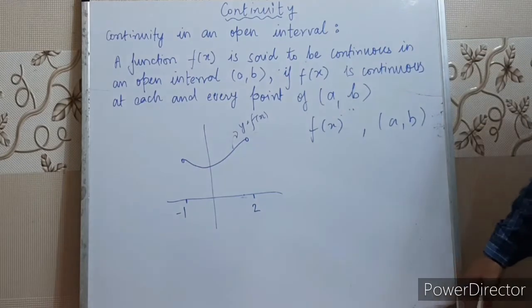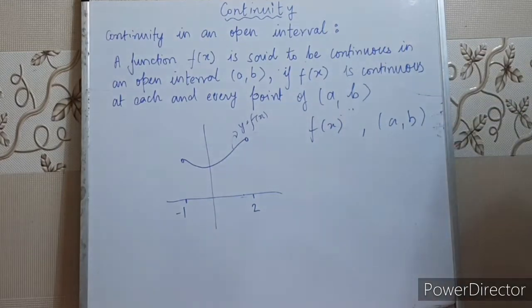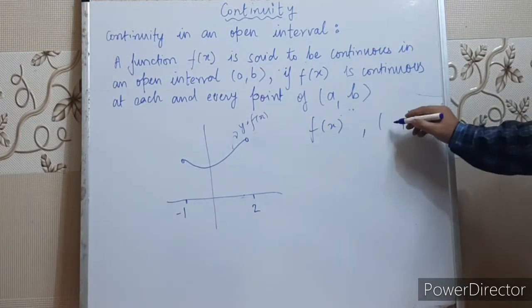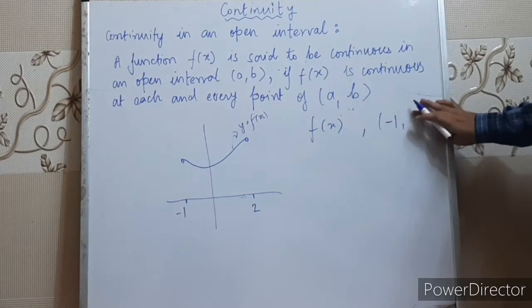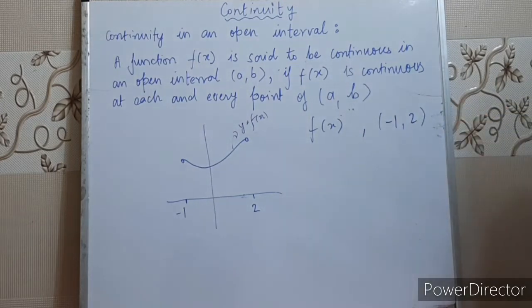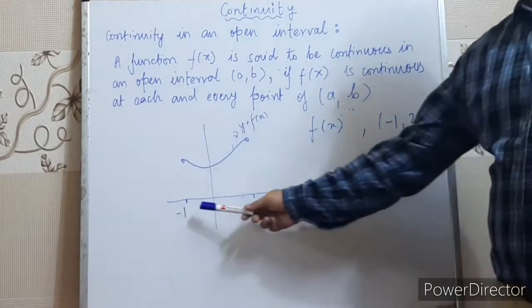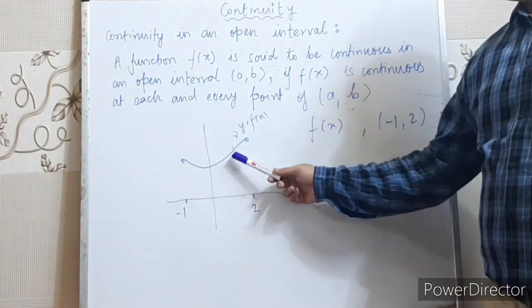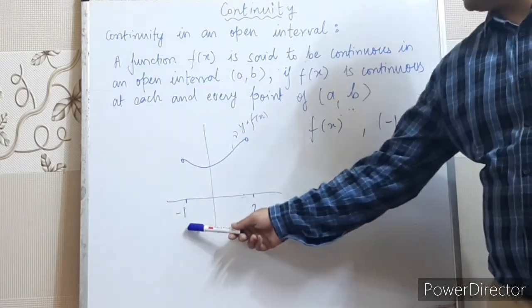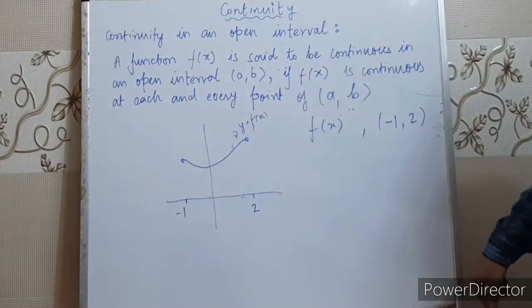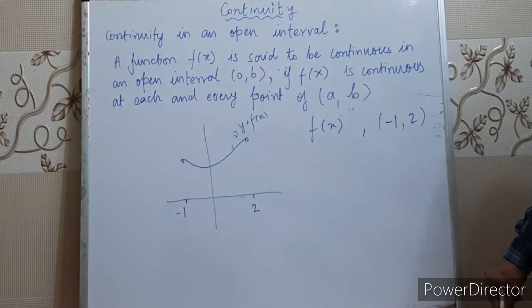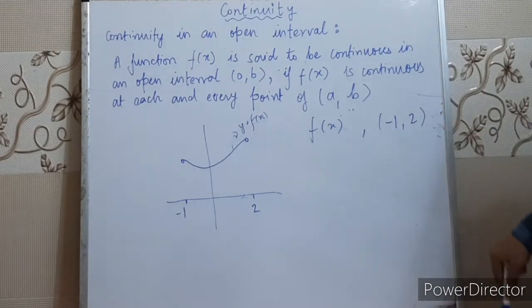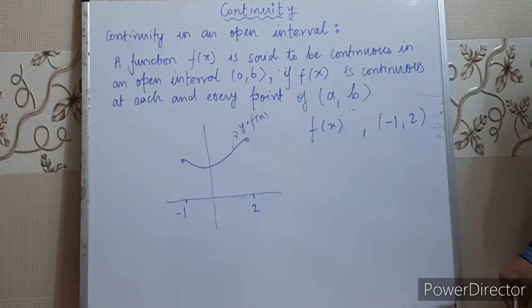Now, if we say that there is a function f(x) and the interval is the open interval (-1, 2), right, children? And if we draw the graph of f(x), and f(x) is defined for every value lying between -1 and 2, so we can say that f(x) is continuous in the open interval (-1, 2). Right, children? Note down, please.